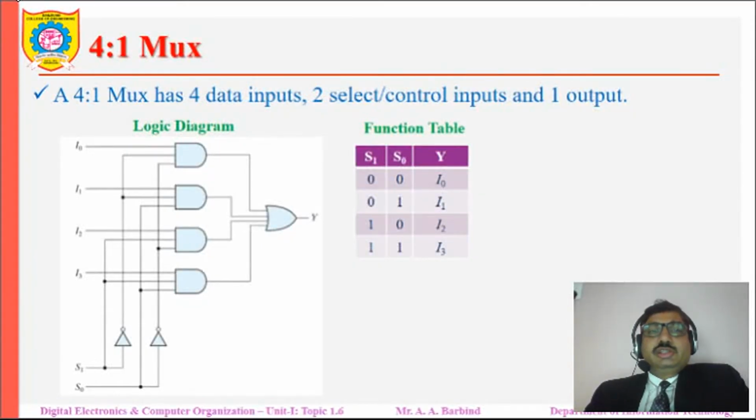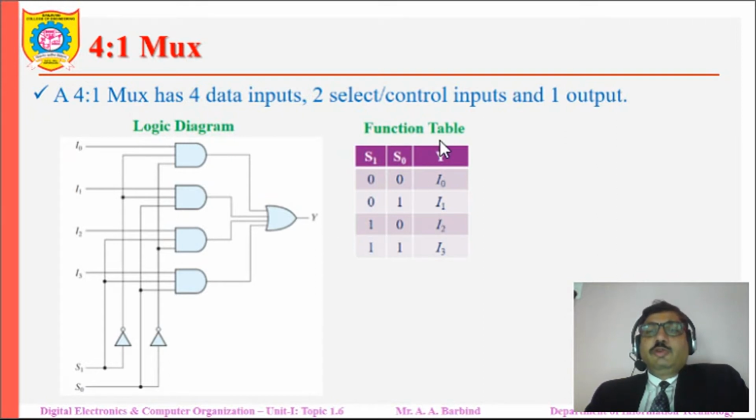Let us now see the 4 is to 1 multiplexer. A 4 is to 1 multiplexer has 4 data inputs, 2 select or control inputs and 1 output. So this is the logic diagram for the 4 is to 1 multiplexer. Its data inputs are I0, I1, I2 and I3, whereas it has 2 select inputs, S1 and S0, while it has an output Y.